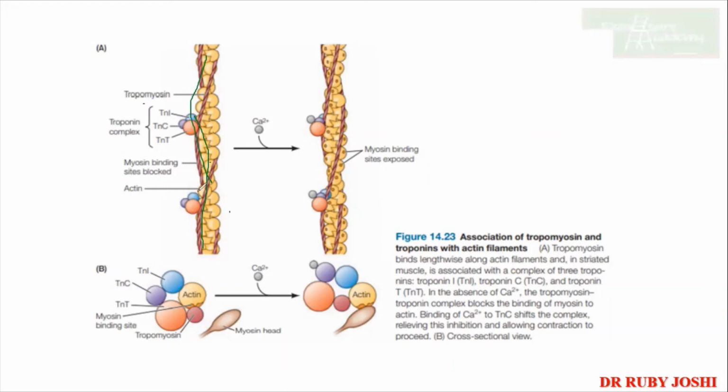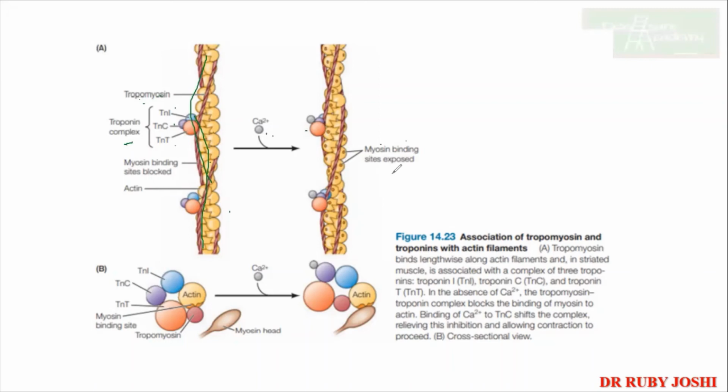Now we have got troponin complex. Okay, there is this troponin complex. Troponin I, C, and T is there. Okay, so because of this, what has happened is that your tropomyosin is blocking all the myosin binding sites. As soon as calcium is released, it goes and binds to this troponin complex, what is happening? There is again the twisting of the tropomyosin, which is now releasing your myosin binding sites.